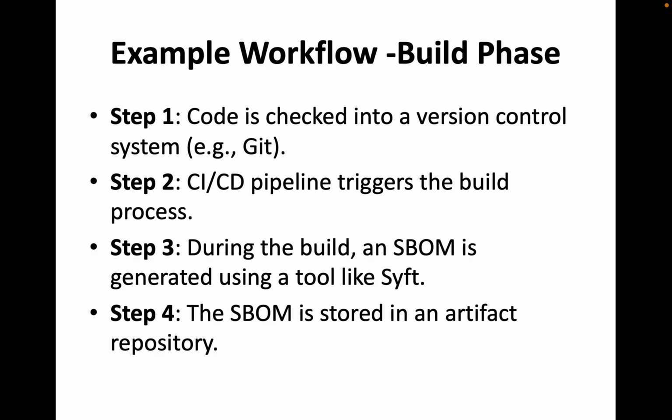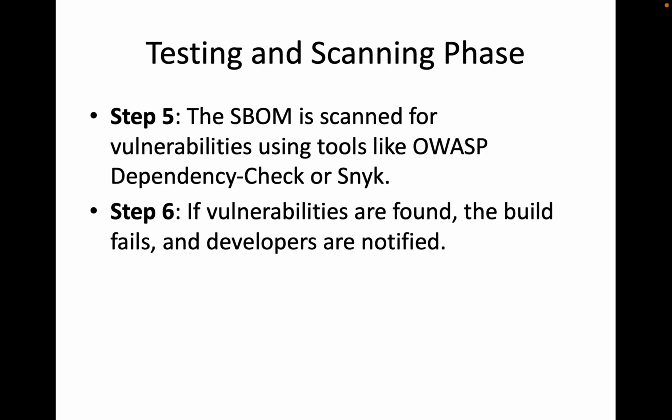So we'll discuss an example workflow. The build phase: code is checked into a version control system, for example Git. The CI/CD pipeline triggers the build process. During the build, the SBOM is generated using a tool like Syft. The SBOM is stored in an artifact repository. Then the testing and scanning phase: the SBOM is scanned for vulnerabilities using tools like OWASP Dependency-Check or Snyk. If vulnerabilities are found, the build fails and developers are notified.